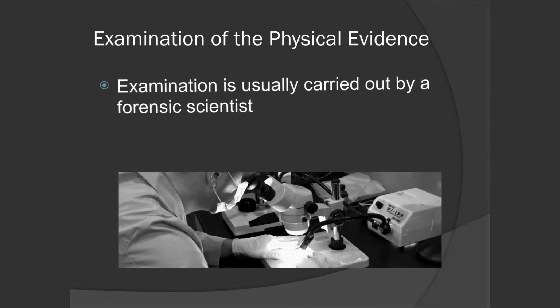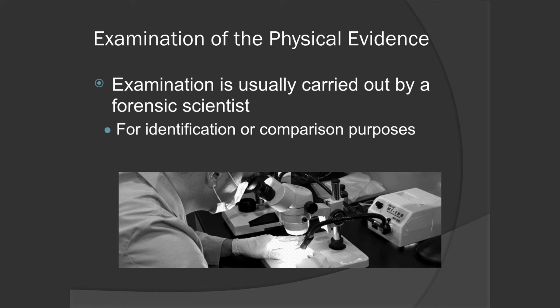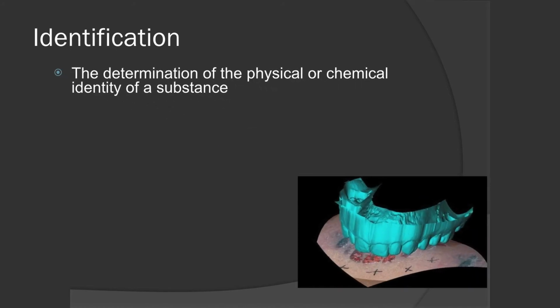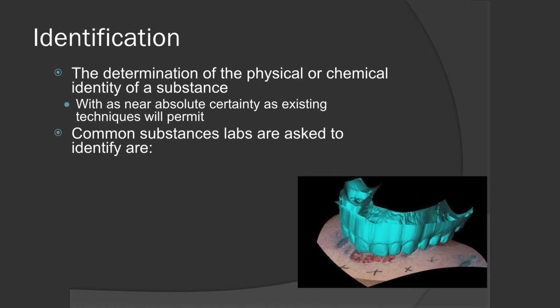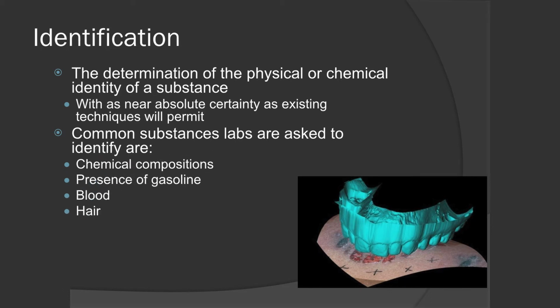During the examination of the physical evidence, it's usually carried out by a forensic scientist, and so this is now done within the lab, and it's done for identification and comparison purposes. So identification is to determine the physical or chemical identity of a substance with near absolute certainty, as existing techniques will permit.